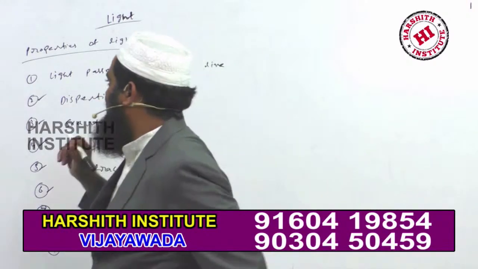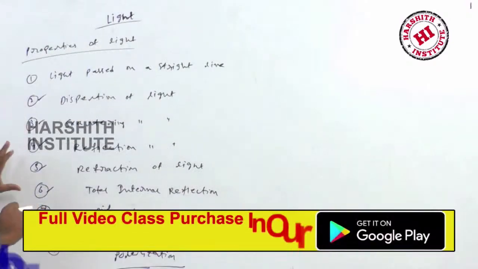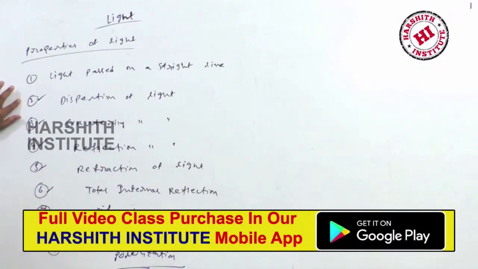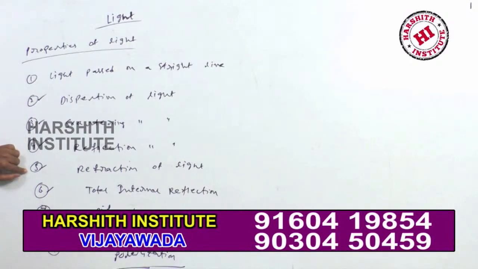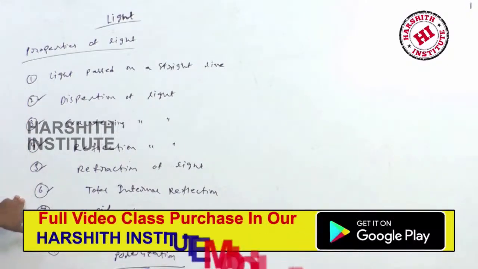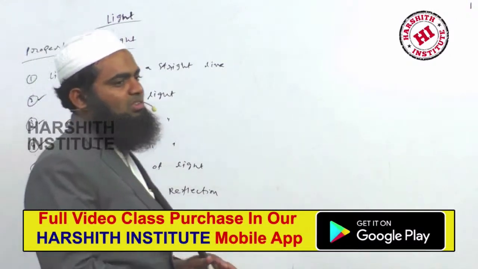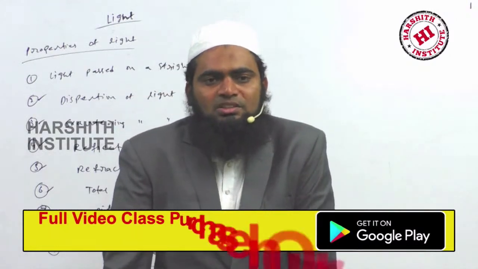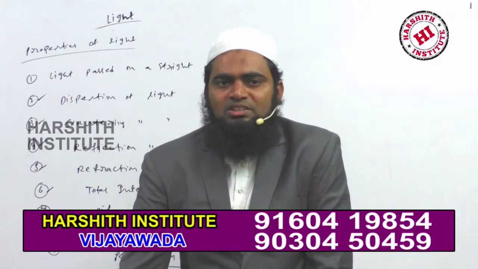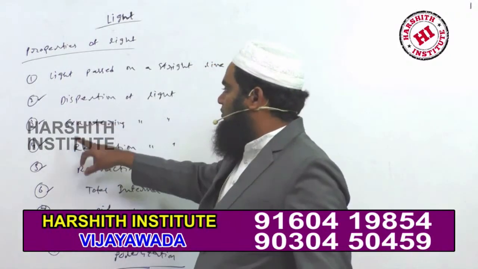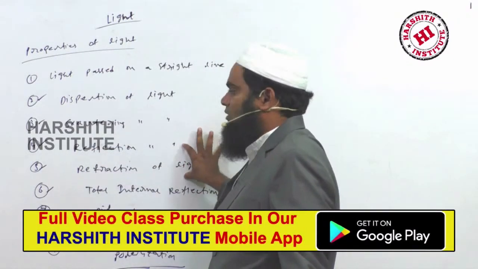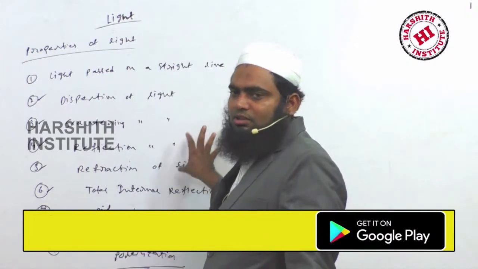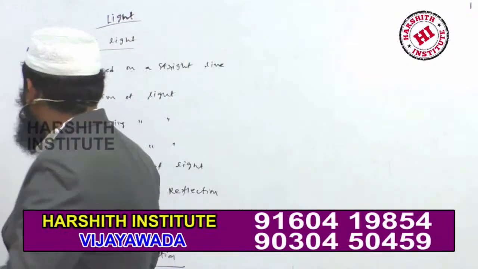This is a very important topic. These 5 properties are very important: dispersion of light, scattering of light, reflection, refraction, and total internal reflection. They are asked in the examination. In this chapter we will discuss some numericals based on reflection and refraction. These 2 are very, very important for the examination. Now, discussing one by one.